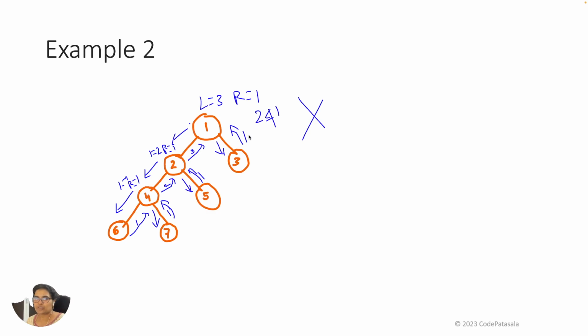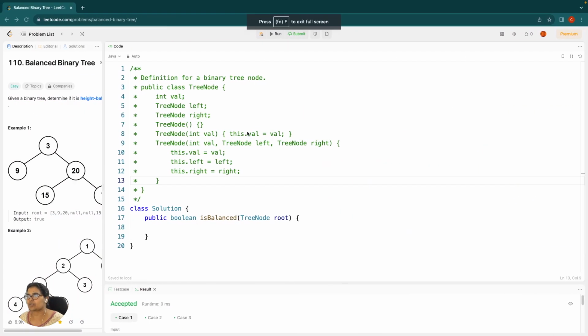Okay. So at every point, we have to check for the left height, we have to check for the right height, and we also have to check if left minus right is greater than or equal to 1. If it is greater than or equal to 1, it's not a balanced binary tree, we can return immediately. Now, let's try to code our algorithm.